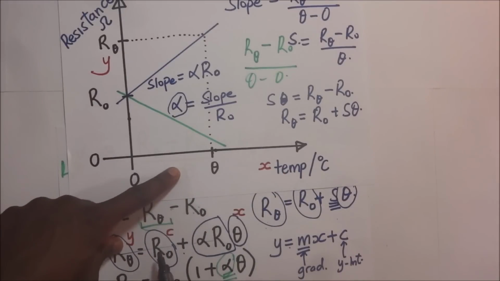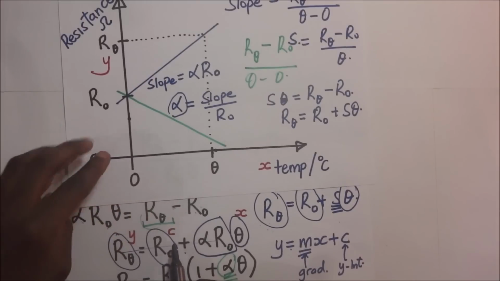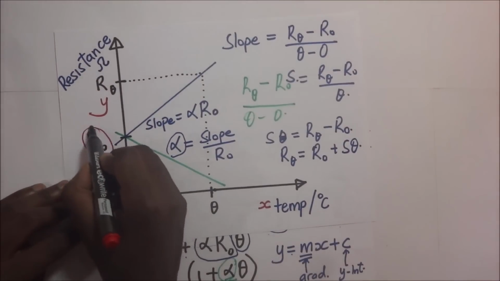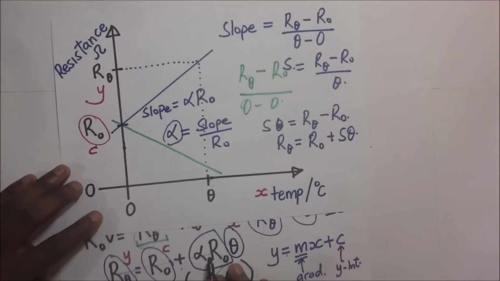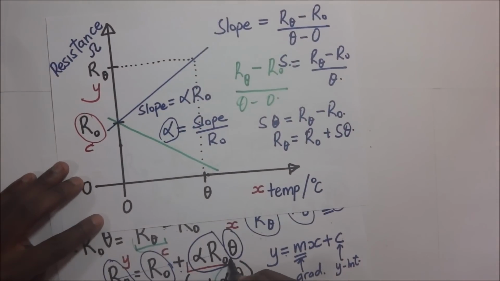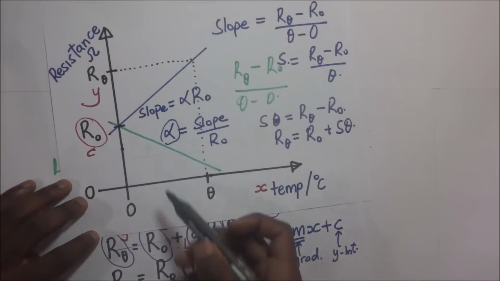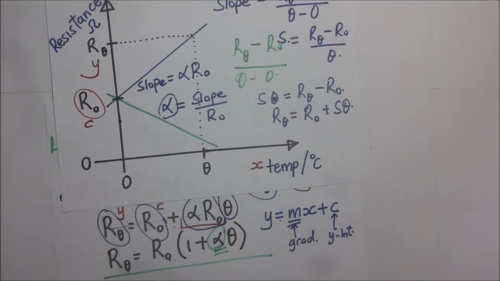Then our y-intercept, the part where the y-intercept is crossed, is actually r naught, which is our value of c. And so it means that this constant here, alpha r naught, is actually our gradient. So in form, you could also look at it that way.